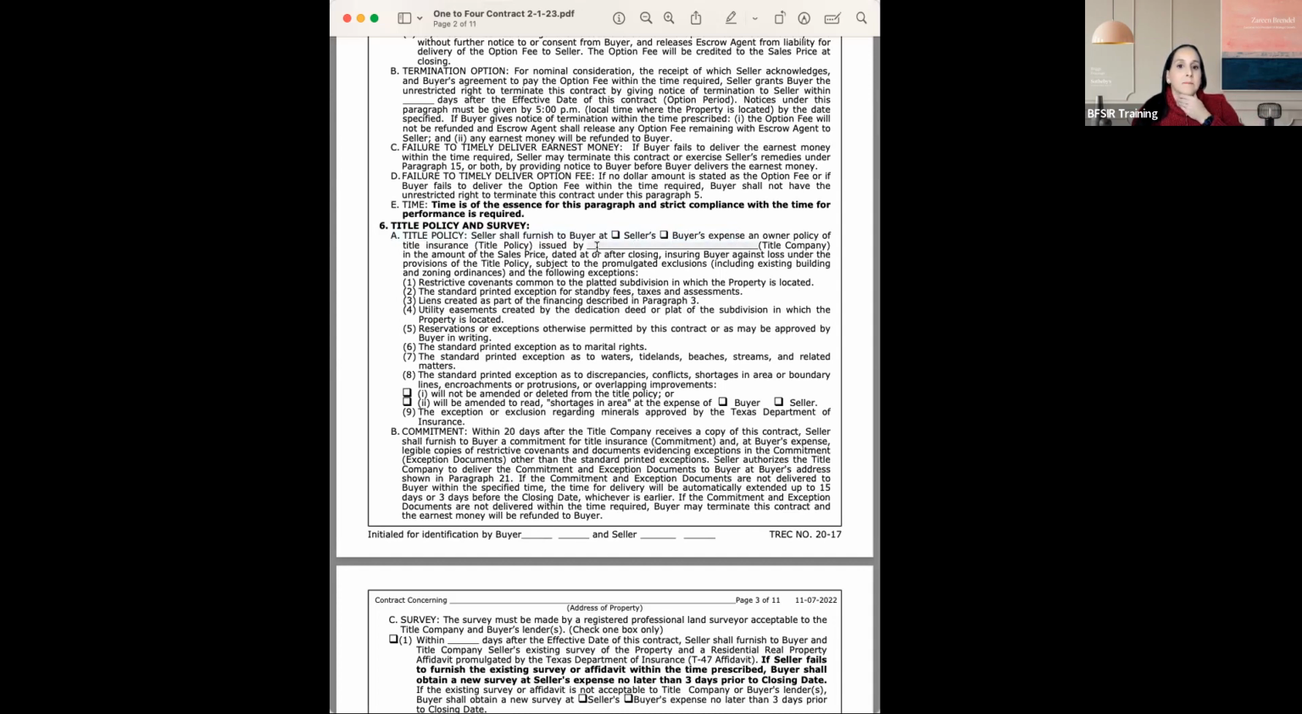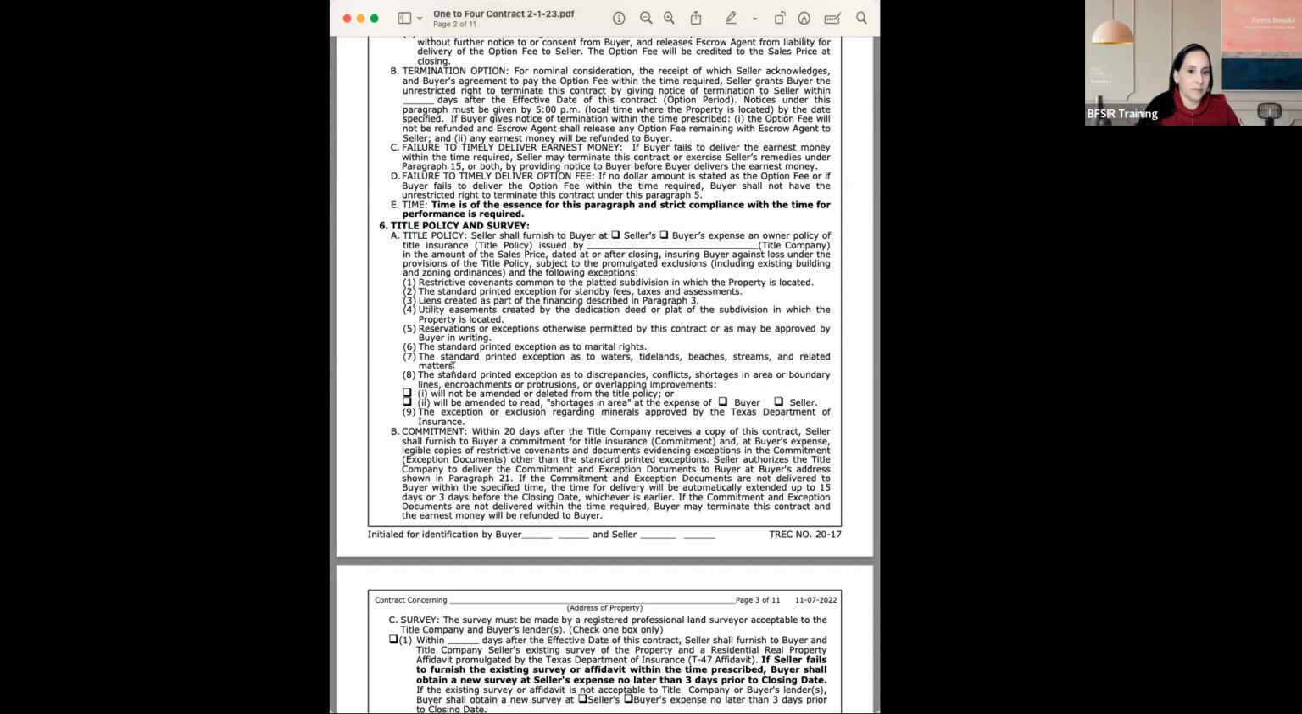So, issued by hopefully Momentous Title in the amount of the sales price at or after closing, insuring buyer against loss under the provisions of the title policy. And then these are the standard exceptions that you're going to see in Schedule B of the title policy, right?